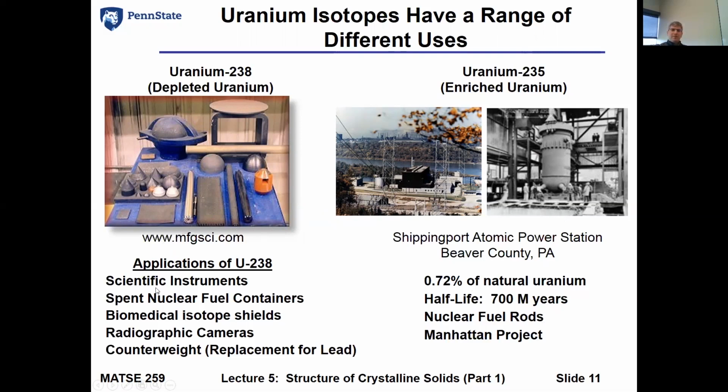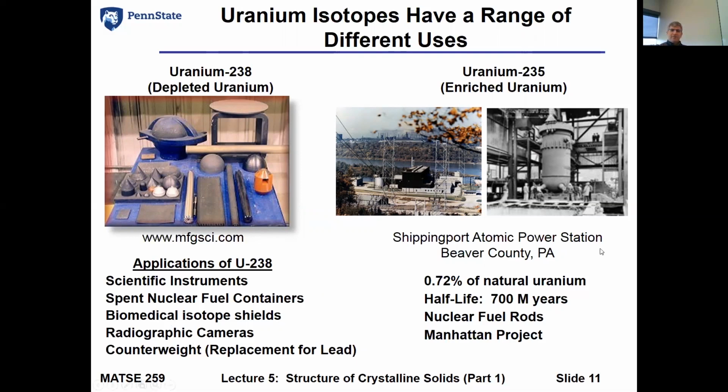It can be used in a number of different types of applications that we see, and one of my favorites is counterweight. It's a replacement for lead. We know lead's toxic. Depleted uranium, if it has any, has a very small amount of resident radiation out of it. And counterweights, cranes was one of the more unique application spaces that I've seen for this. But uranium-235, uranium-238, same element, extremely different uses.